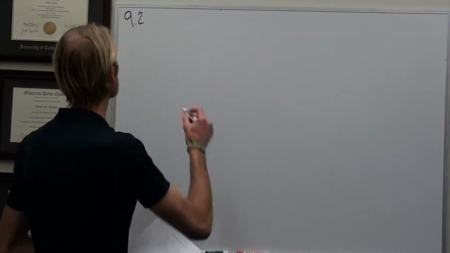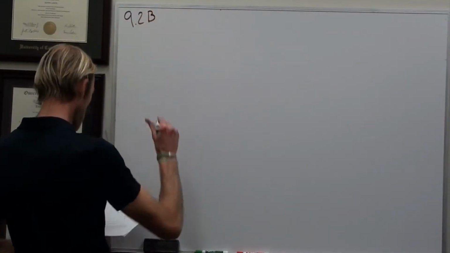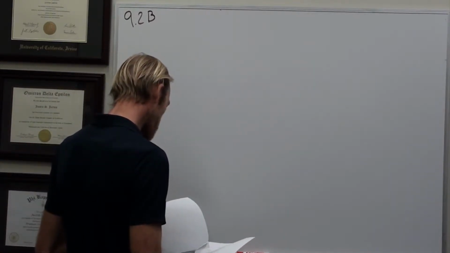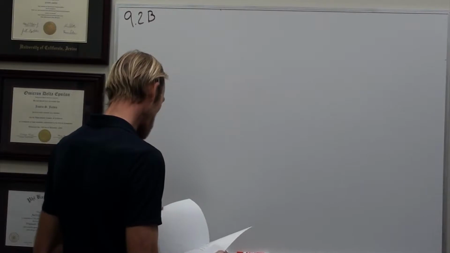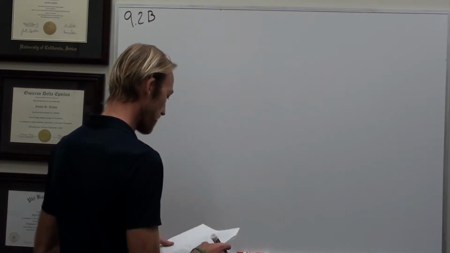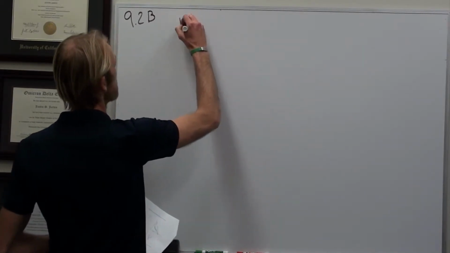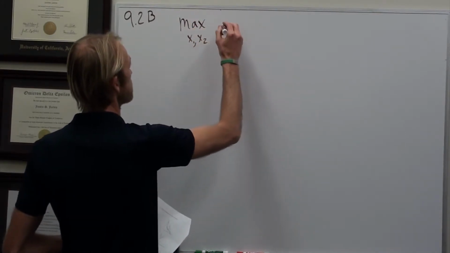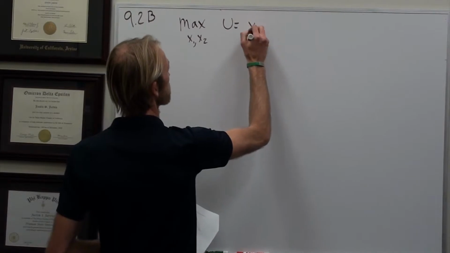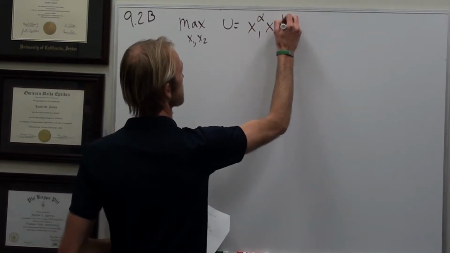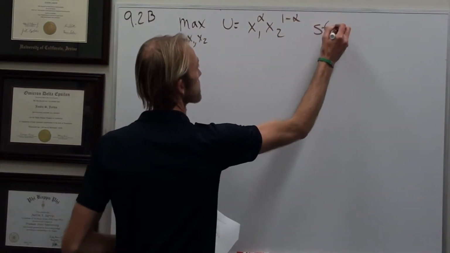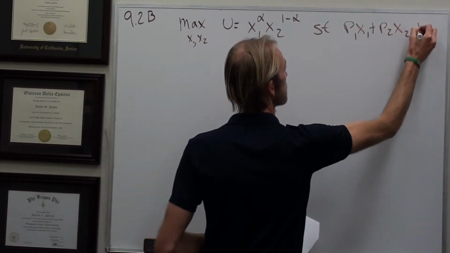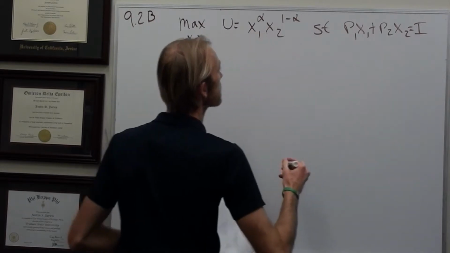Okay, on to part B. So this is 9.2, part B. The first part of B says that we have tastes represented by a Cobb-Douglas utility function, x1 to the alpha, x2 to the 1 minus alpha. Find some demand functions. So we do the typical maximizing over x1 and x2 of utility, which is equal to x1 to the alpha, x2 to the 1 minus alpha, subject to p1x1 plus p2x2 is equal to income.